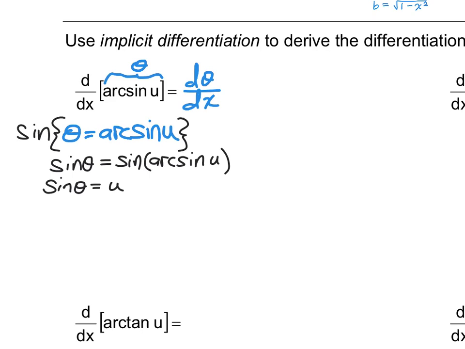Now the sine ratio, again, is opposite over hypotenuse, so I can make a note of that. I could even draw the triangle. The u is an implied u over 1, so the opposite side would be u and the hypotenuse would be 1.